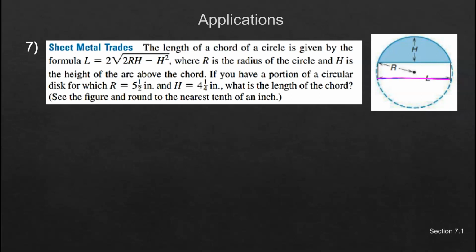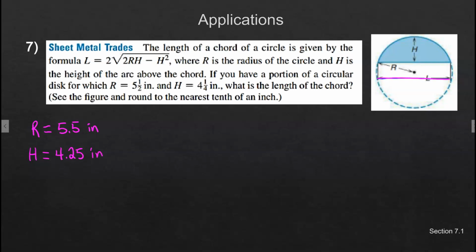And so let's look at, if you have a portion of a circular disc for which R equals 5.5 inches and H equals 4.25 inches, what is the length of the chord? It says see the figure and then round to the nearest tenth of an inch. And when you saw this, it says the length of the chord, so that's your L. That's why I drew the pink on there. So R is 5.5. We're going to go ahead and put it in decimal form. H is 4.25.